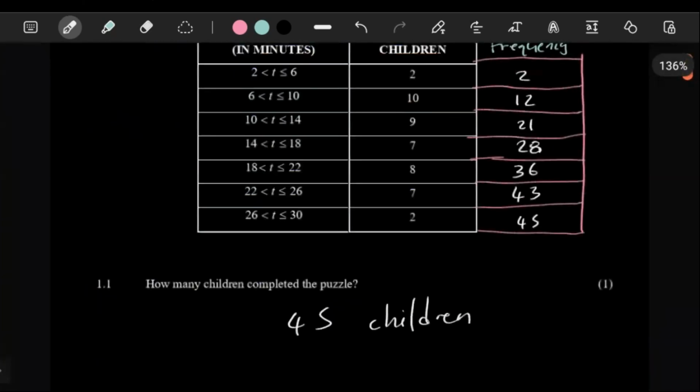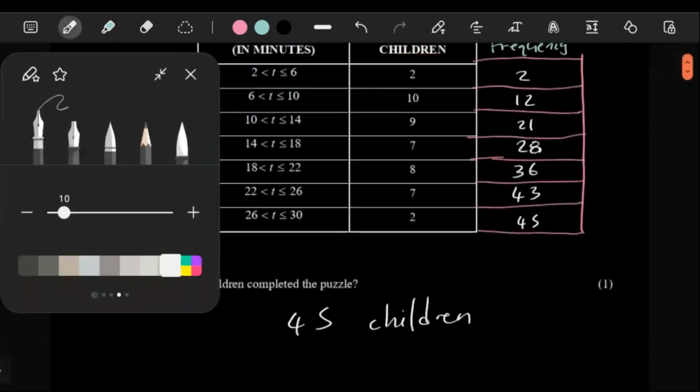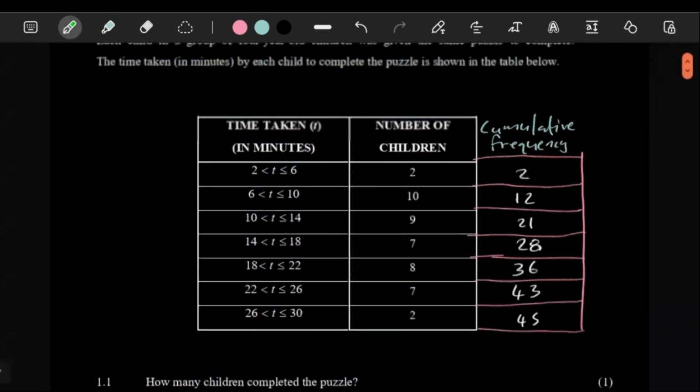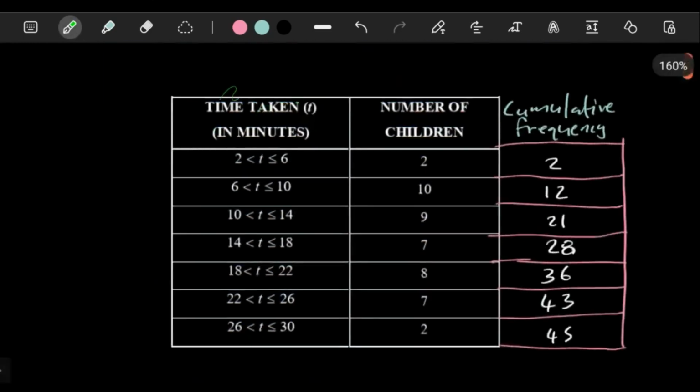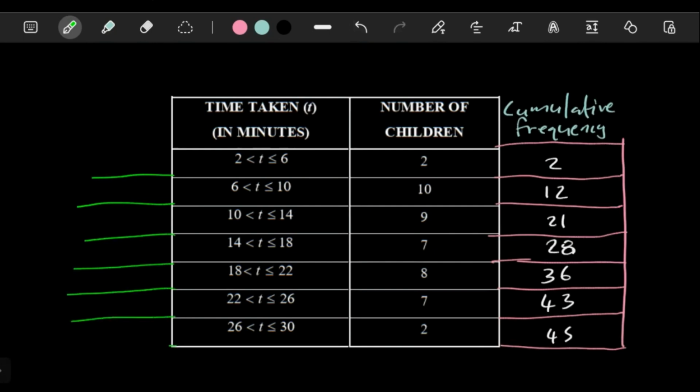Anyways, the next question says calculate the estimated mean time taken to complete the puzzle. So if you're going to calculate the estimated mean time, you're going to need to use your calculator. But before you can use your calculator, you need to work with the midpoints of each of these different intervals.